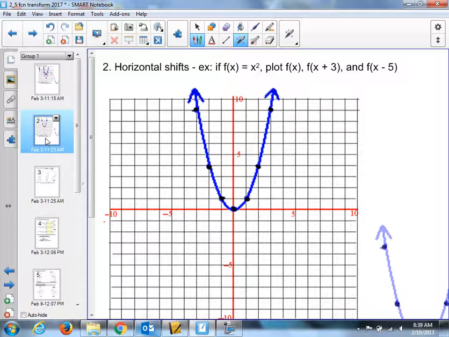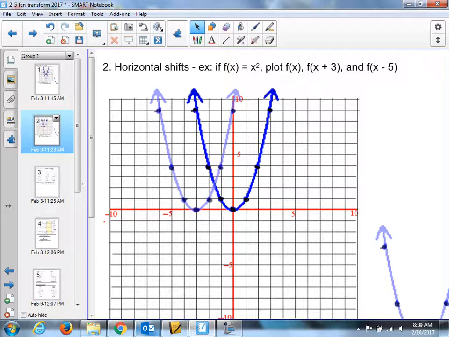And horizontal shifts? Think of it as f of x minus the shift, right? When I see x plus 3, I'm thinking x minus negative 3, right? So f of x plus 3 is really minus negative 3, 1, 2, 3. And f of x minus 5 is subtracting positive 5. So it should look like that, right?